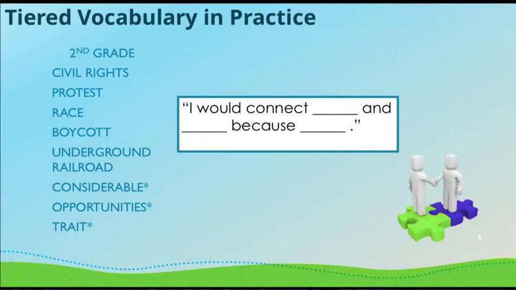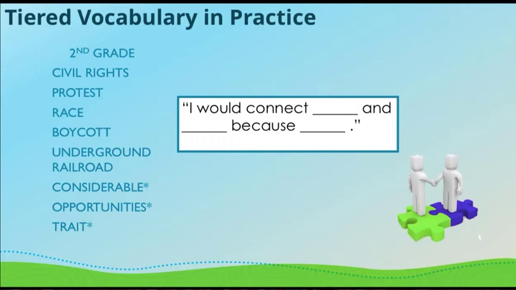So we have civil rights and protest. I think that's a great one. And then also Underground Railroad opportunities. Oh, I like that one. Yes, because the Underground Railroad provided opportunities for people. Those are great. And you'll notice on those lists that considerable, opportunities, and trait are some of those fluid words that might go back and forth between Tier 2 and Tier 3, depending on your instructional situation. We also have civil rights and race. That's another one. Yeah, civil rights and race.